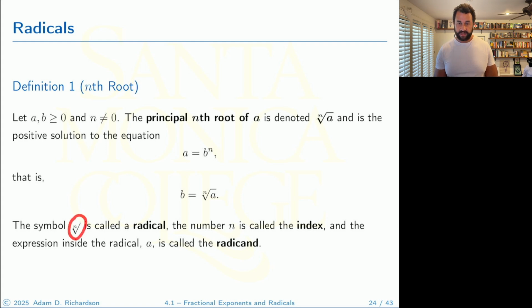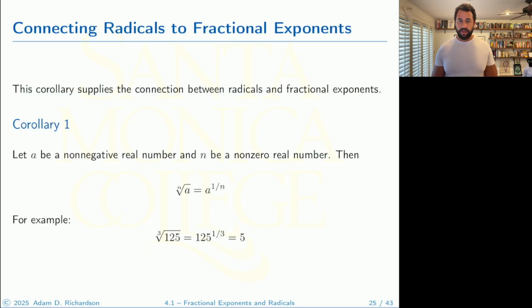The symbol here is called a radical. The number n is called the index, and the expression inside the radical is called the radicand. We've seen that before, like when we were talking about the quadratic formula. The radicand is just the stuff inside the radical symbol. That's it.